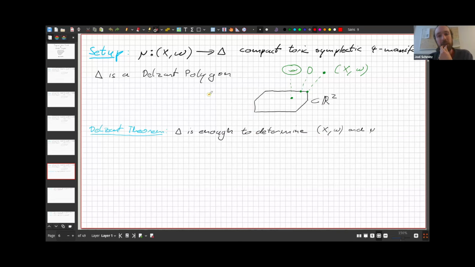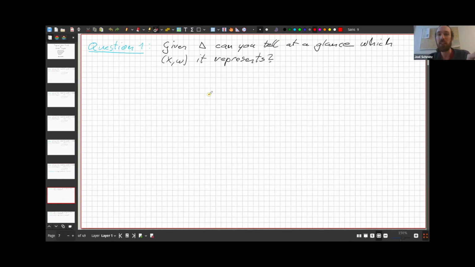Given that, we might ask ourselves, well, Δ determines the symplectic manifold and the toric action. Can we also tell what the symplectic manifold is without throwing the information about the toric action away? You might have two different Delzant polygons and you want to know, do they represent the same symplectic manifold? Historically, there's been some progress on this.